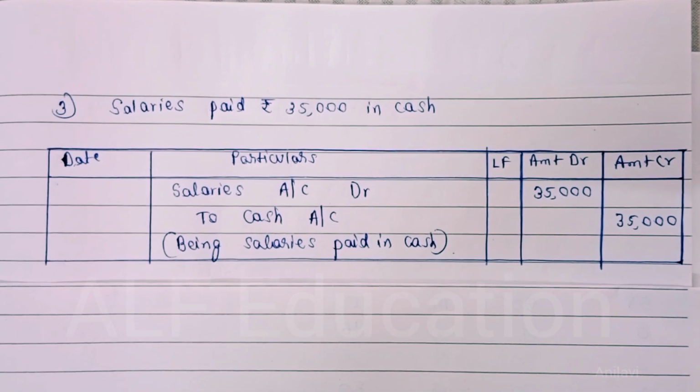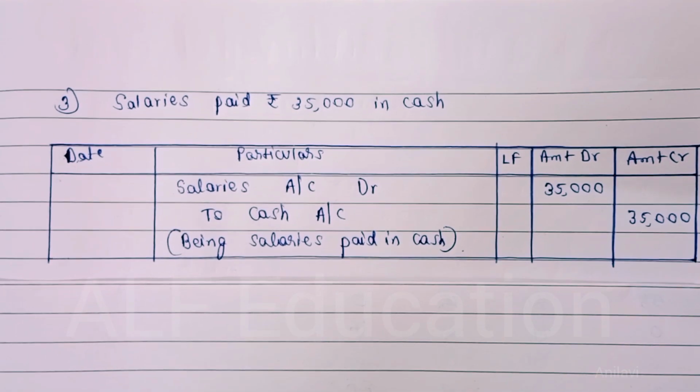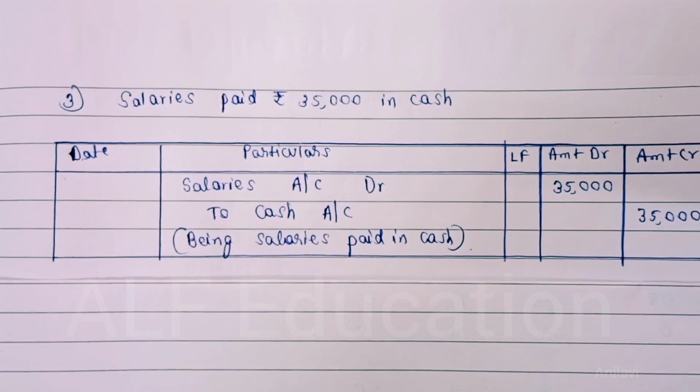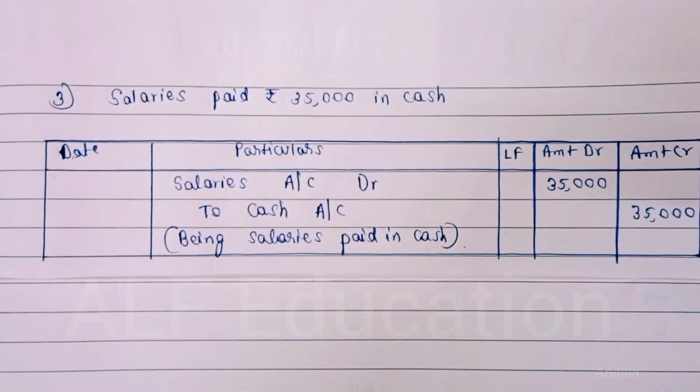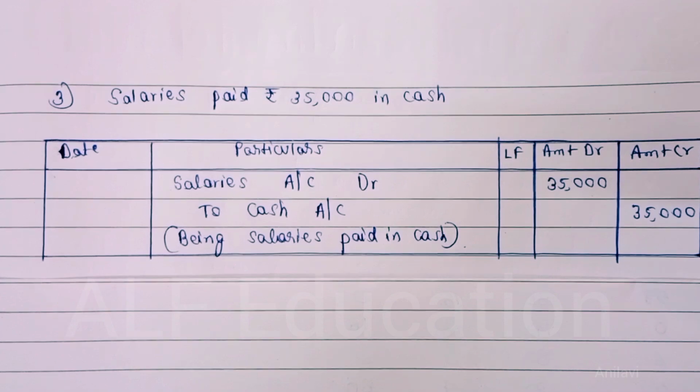The third example: salaries paid rupees 35,000 in cash. Since salary is an expense, you'll be debiting, and cash is going out from the company, so you'll be crediting. Both sides the same amount, 35,000, being salaries paid in cash.